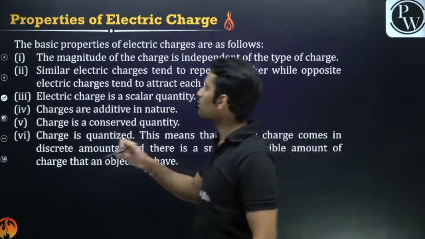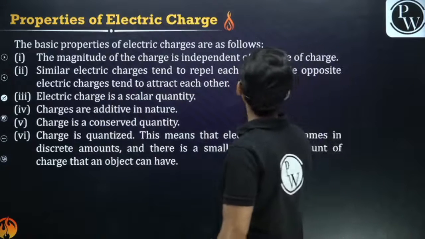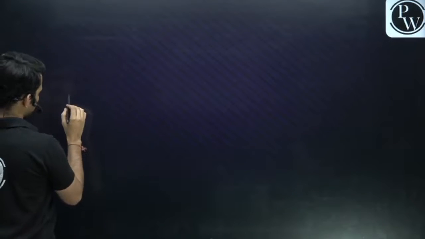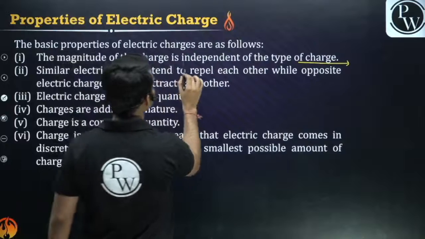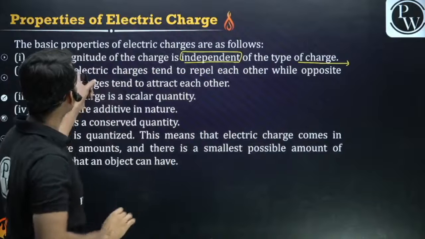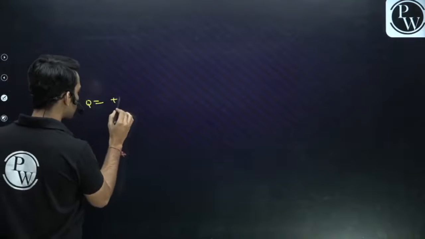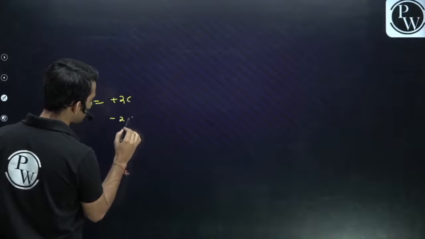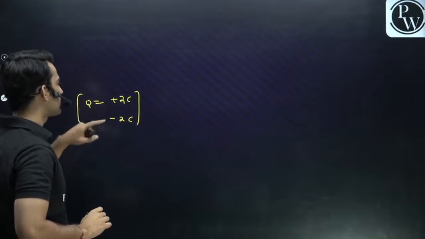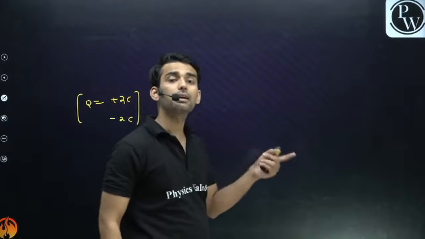So what are the various properties of electric charge? Let's have a look at this also. First, the magnitude of electric charge is independent of the type of charge. What is the meaning of this statement? That means we can have a plus 2 coulomb charge, and we can have a minus 2 coulomb charge. So basically the magnitude is 2 coulomb, but one is positive and the other is negative. So the magnitude is independent of the charge. The magnitude does not determine the type of charge.